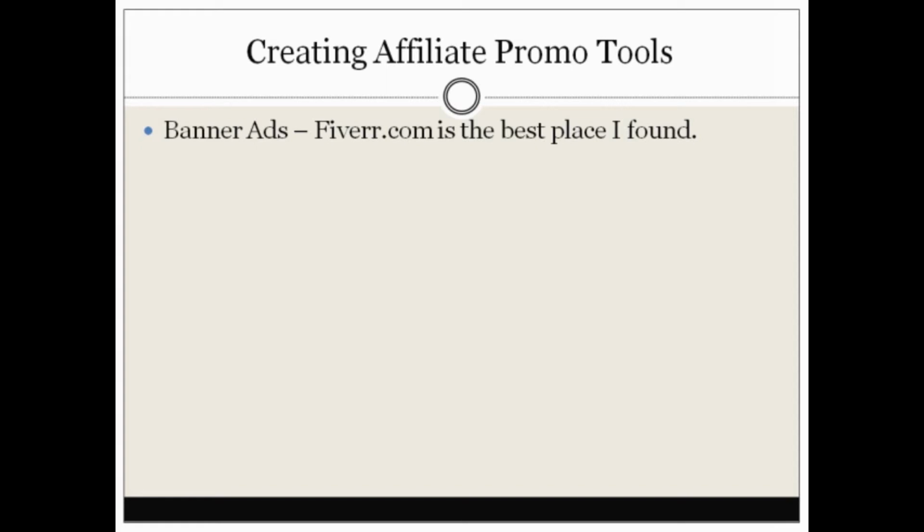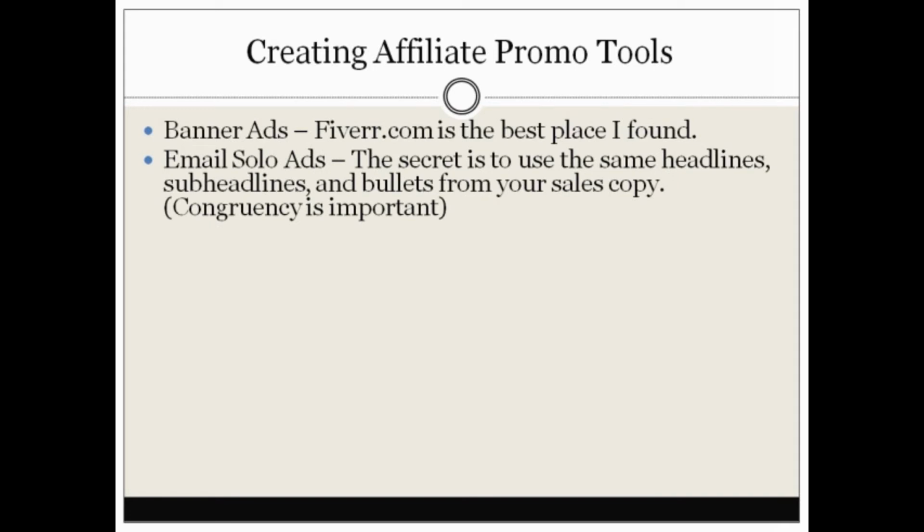I personally use Fiverr.com, and I've found people to create banner ads for around $5 to $10. Email solo ads is another great affiliate promotional tool that your affiliates are going to need, especially if they have a list. The secret to creating email solo ads is by simply looking at your sales letter and copying the headlines, the subheadlines, the bullet points that stand out from your sales copy into your email ad.